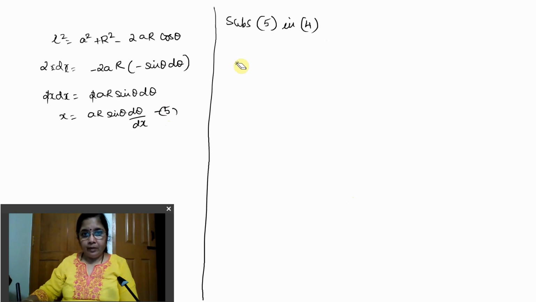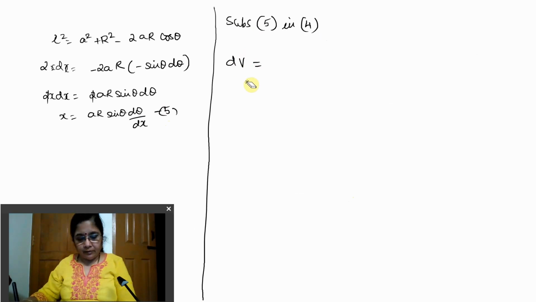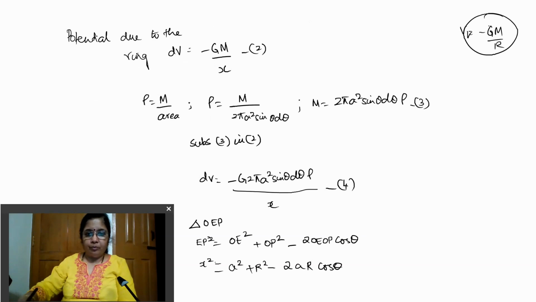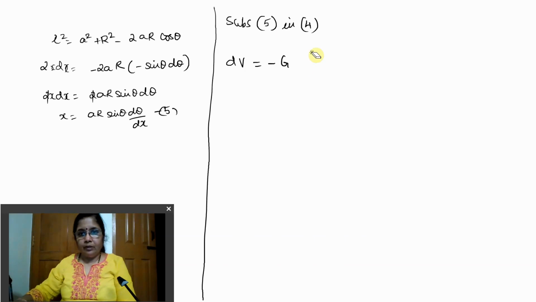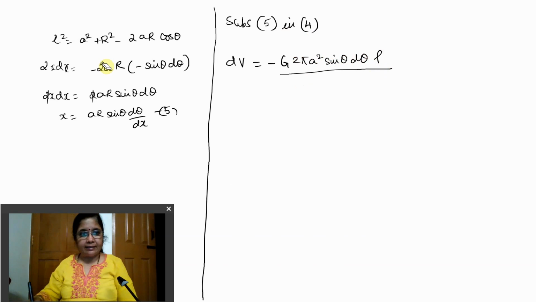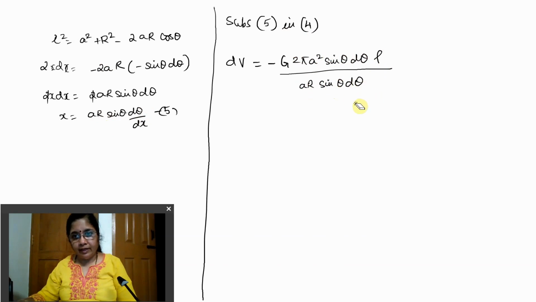dv is equal to minus g m. We have already substituted for m, which is 2 pi a square sine theta d theta rho, divided by x. So what is our x? x is a R sine theta d theta, divided by dx. So which means I can put the dx here.